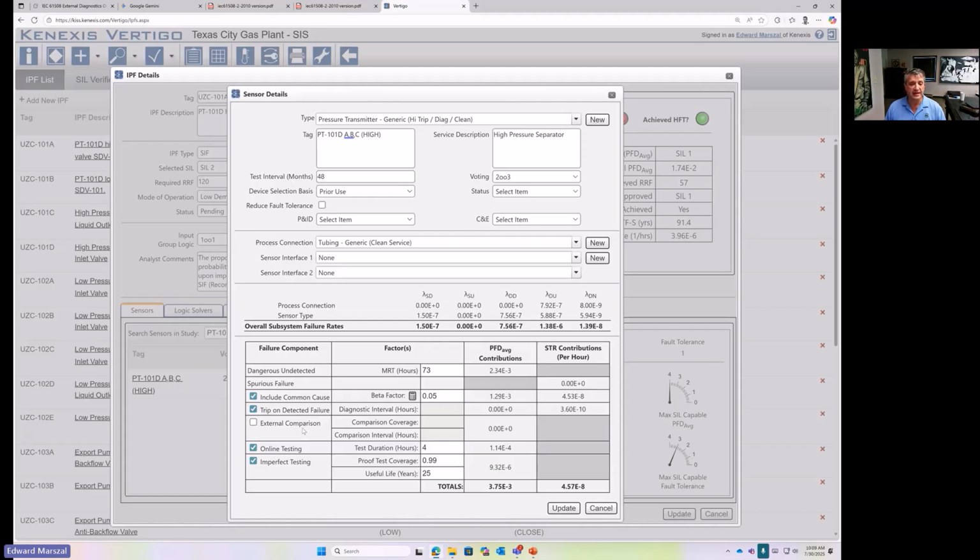Now, what is new? And if you took the EC50 class, what did we not show you? And that's this new external comparison. So let me uncheck some of these things. This external comparison is a new feature because we're allowing you to handle diagnostics that are done internally by the sensor, and we're allowing you to employ diagnostics by comparison externally of multiple different devices. So whether that's a 2 out of 3 vote where you're comparing the 3 transmitters, or you're comparing your basic process control system to your SIS.